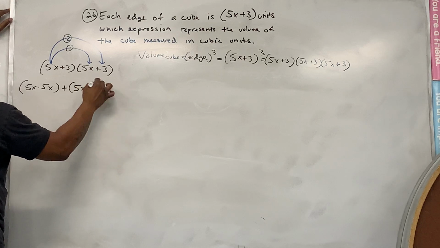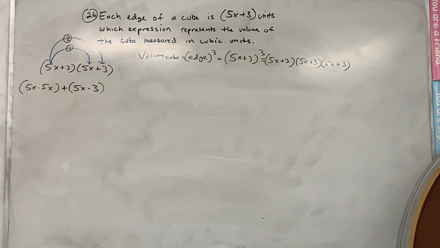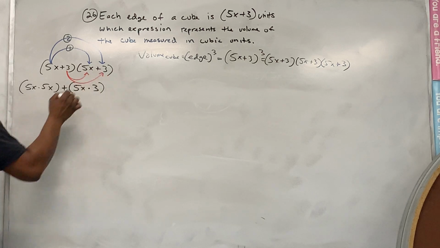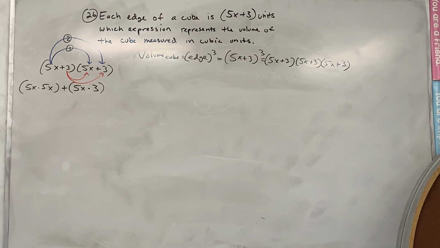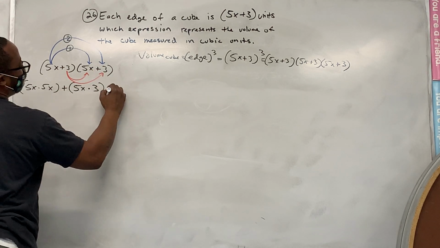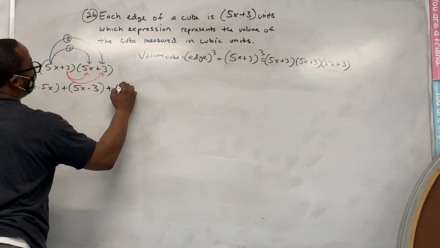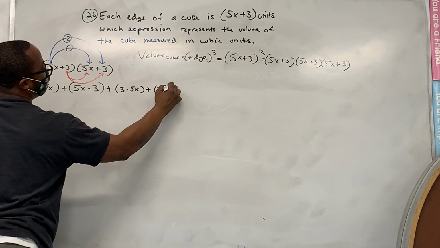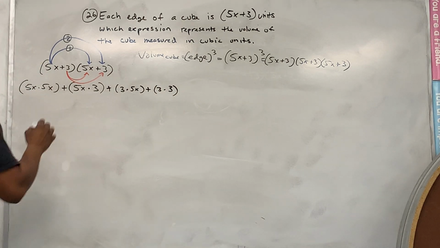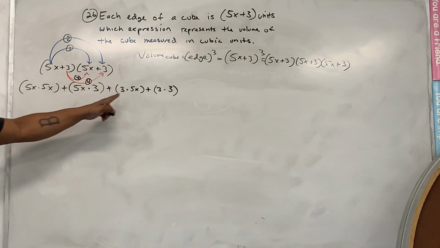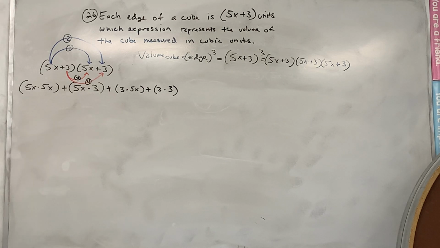5x times the 3. Now, for the third one, we're going to take the 3 and do the same thing. We're going to multiply against this, then we're going to multiply against that. Okay, so we're going to multiply the 3 against the 5x, then we're going to multiply 3 times the 3. So this is going to be 3 times 5x plus 3 times 3. And don't forget, this is number 3, and this is number 4. 1, 2, 3, 4. Now we can combine them.